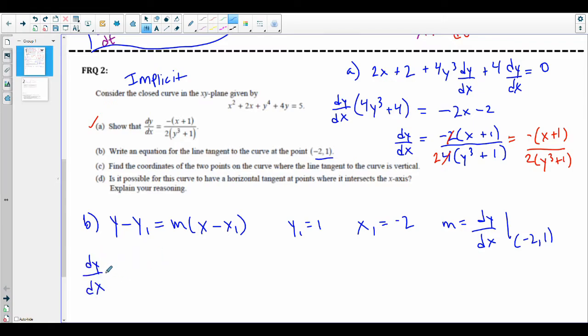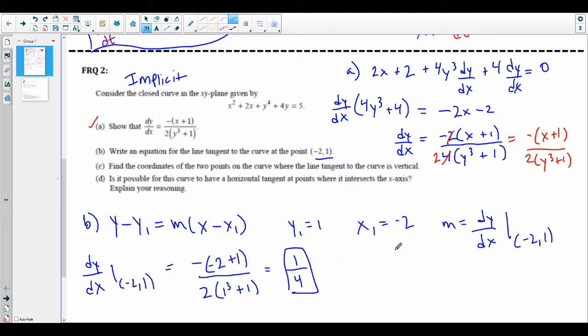In a problem like this, the points that you score come from showing that you need to plug this point into the derivative, actually doing it, and then writing out the equation. So let's plug this in. We got negative 2 plus 1, all over 2 times 1 cubed plus 1. If we simplify this out, we should get negative 1 over 4.